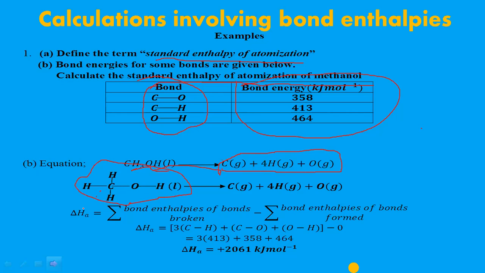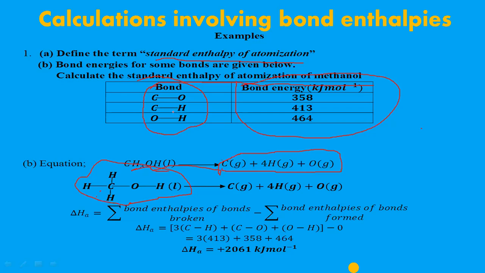Yes, teacher. So the carbon here is bonded to 3 hydrogen atoms. Then it's bonded to 1 oxygen atom, which is also bonded to a hydrogen atom. So the enthalpy change for atomization, because I'm using these bonds, is equal to the summation of bond enthalpies of bonds broken minus the summation of bond enthalpies of bonds formed. The bonds broken here are 3 carbon-hydrogen bonds, 1 carbon-oxygen bond, and 1 oxygen-hydrogen bond.